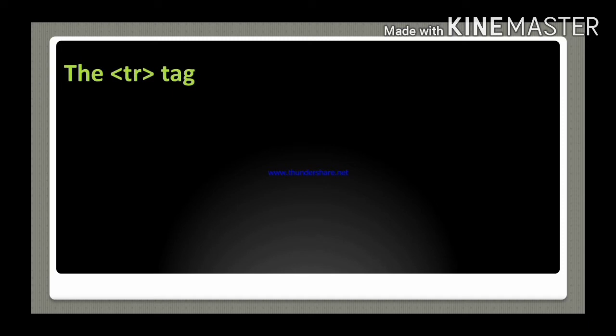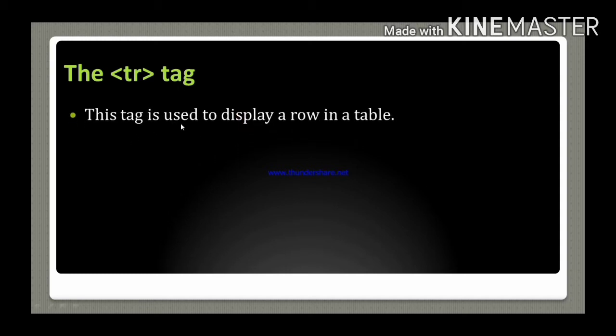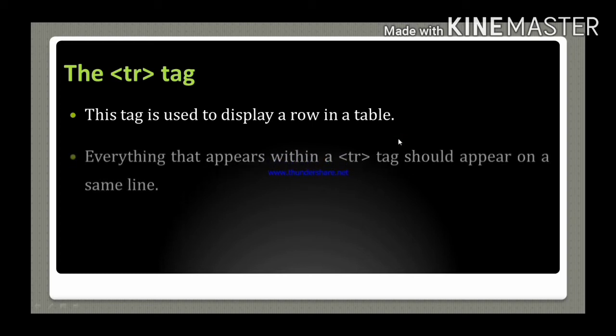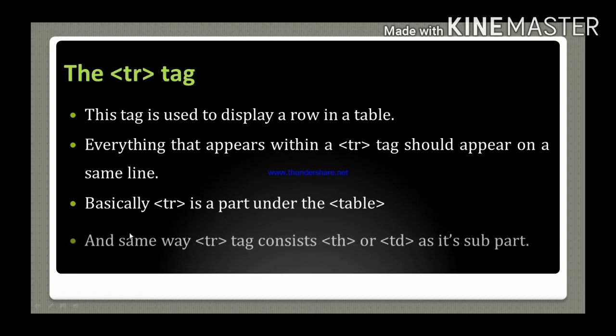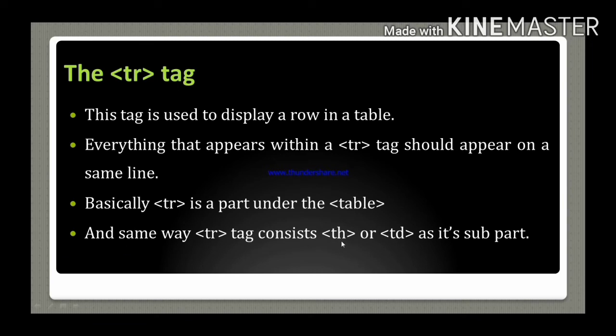The tr tag. Now from here our actual table is being created. This tag is used to display a row in a table. Everything that appears within the tr tag should appear on the same line. Basically tr is a part under the table, and in the same way the tr tag consists of th or td as its subpart.